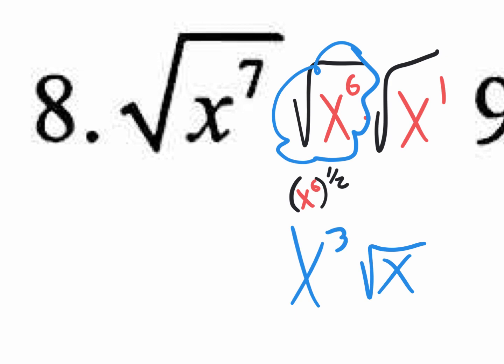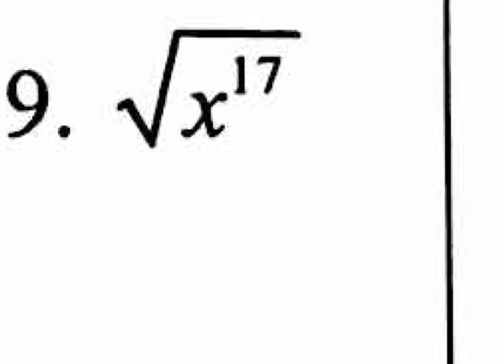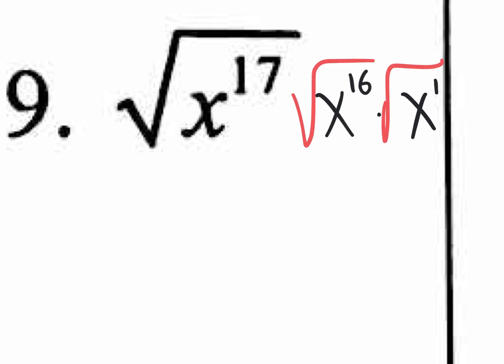Okay? Moving on. Square root of x to the 17th. My mouth isn't saying what my brain's wanting to say. How am I going to rewrite x to the 17th? 16. Times 1 more x, right? And we split it. And your answer will be x to the 8th, square root of x.